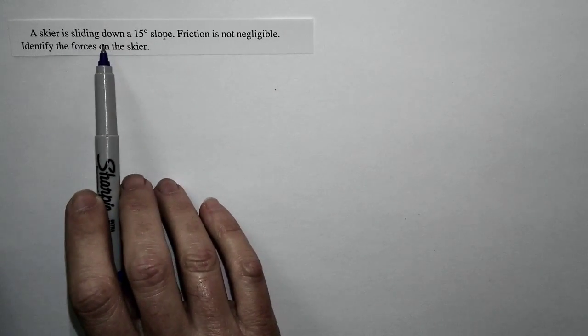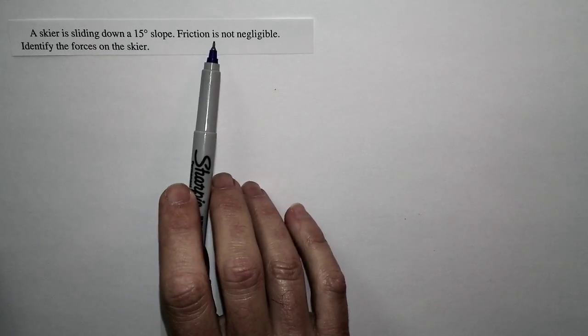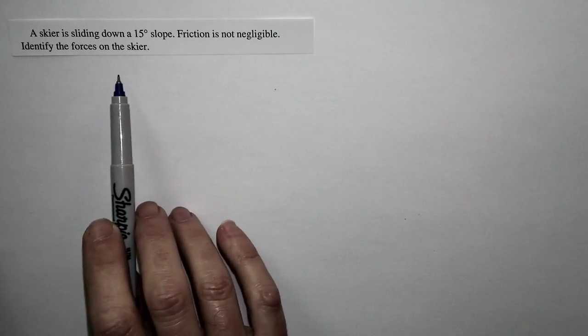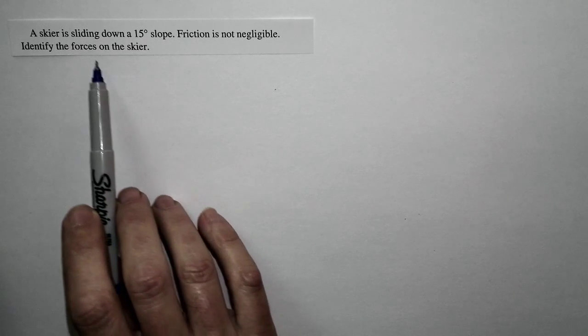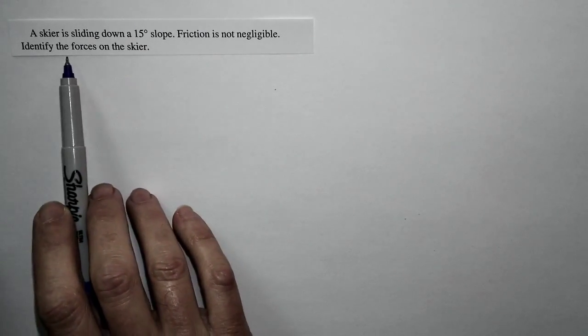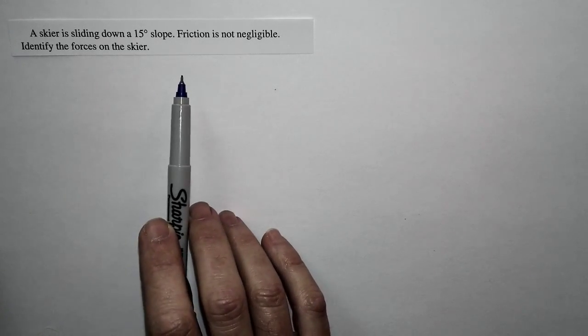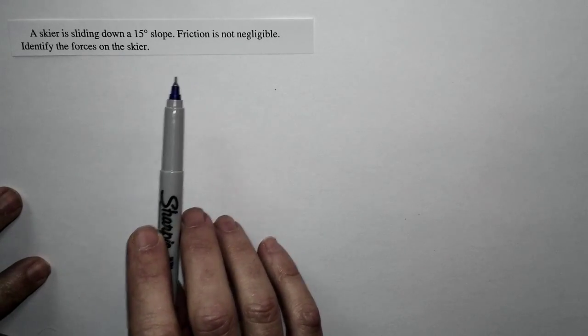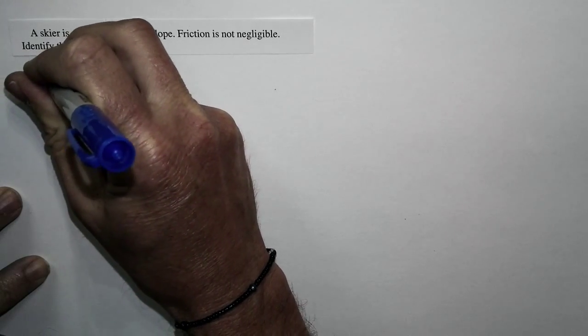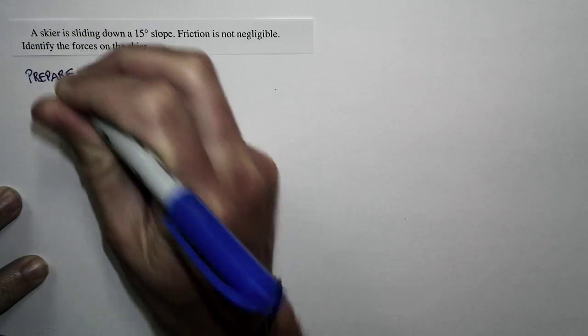For instance, this one: a skier is sliding down a 15-degree slope, friction is not negligible, identify the forces on the skier. Looks like a very straightforward problem, but in fact, it's this piece of the puzzle, preparing to solve a problem, identifying the forces, that trips people up. So we're going to give you some practice with just the preparation steps in Chapter 4. And then when you get to Chapter 5, this background will serve you well.